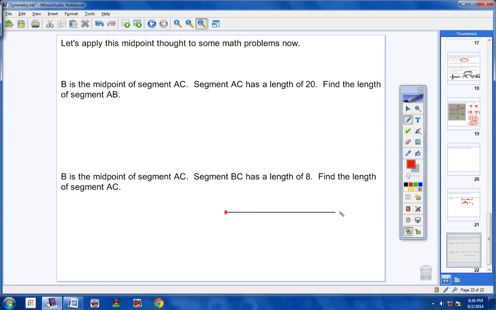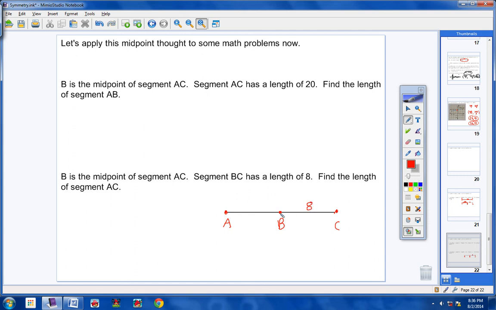B is the midpoint of AC. So here's point A. By the way, if you want to work ahead, feel free to. Here is C, and B is the midpoint. So B goes right here. Okay? Now, B is the midpoint of AC. That means B is right in the middle. BC has a length of 8. So from B over to C, there's a length of 8.